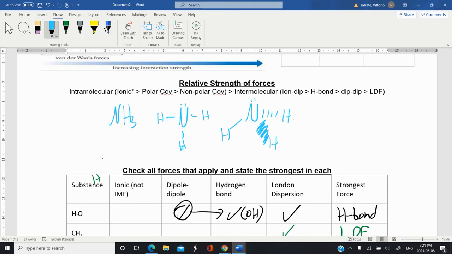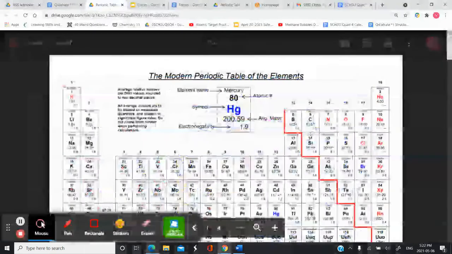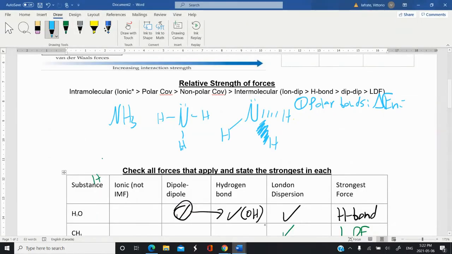And we have to figure out if this is polar or non-polar. So we're going to ask ourselves, one, are there polar bonds? If you do the electronegativity difference between N and H, let's go take a look at that. N is 3.0, H is 2.1. So 3.0 minus 2.1, and we get 0.9, which means that it is polar. So there are polar bonds. And two, are there lone pairs around the central atom? Yes. So this is not symmetrical. Therefore, this is a polar molecule.